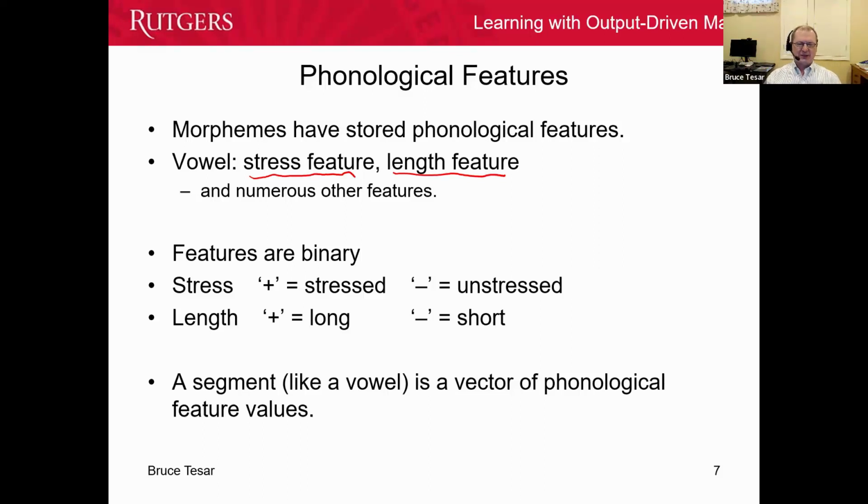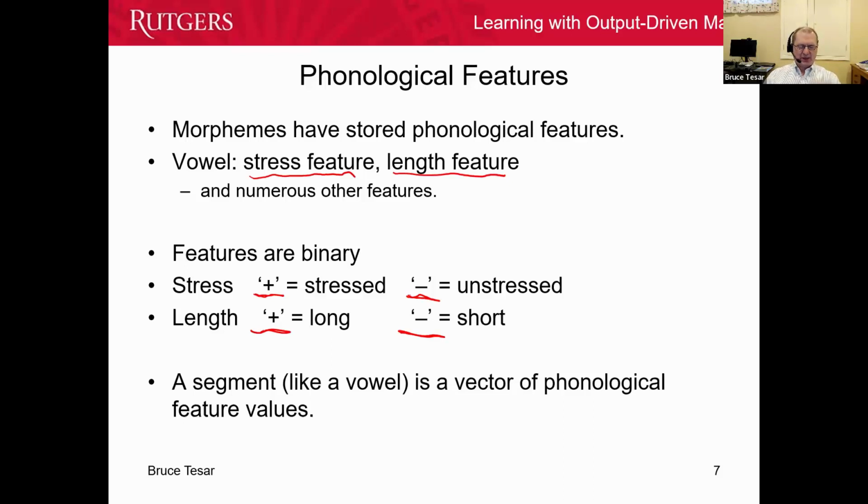Features are binary. So it's quite common in phonology to describe features in terms of a plus value and a minus value. You could get a completely isomorphic system if you describe them as a 1 value and a 0 value or anything like that. What matters is the opposition of the two values. So for a stress feature, I'll be using plus to represent it being marked as stressed and minus to represent it being unstressed. And for vowel length, plus will represent a long vowel and minus will represent a short vowel.